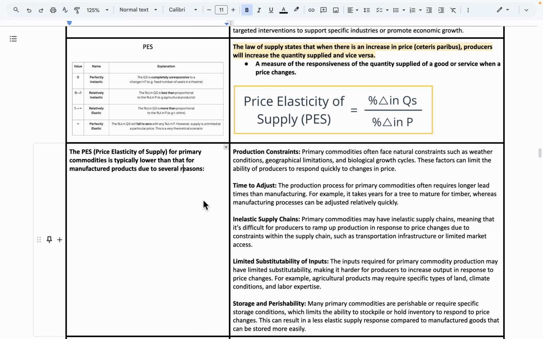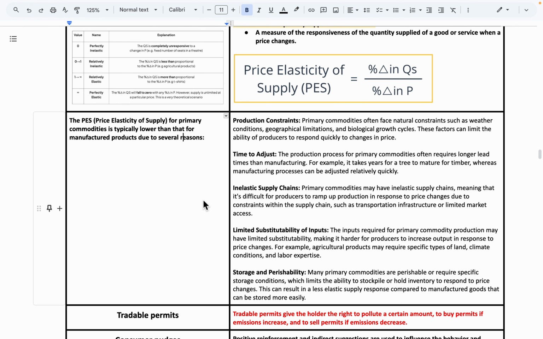So let's look here. So the PES for primary commodities is typically lower than that for manufactured products due to several reasons. So these are the reasons here. So production constraints. Primary commodities often face natural constraints such as weather conditions, geographical limitations, and biological growth cycles. So these factors can limit the ability of producers to respond quickly to changes in price.